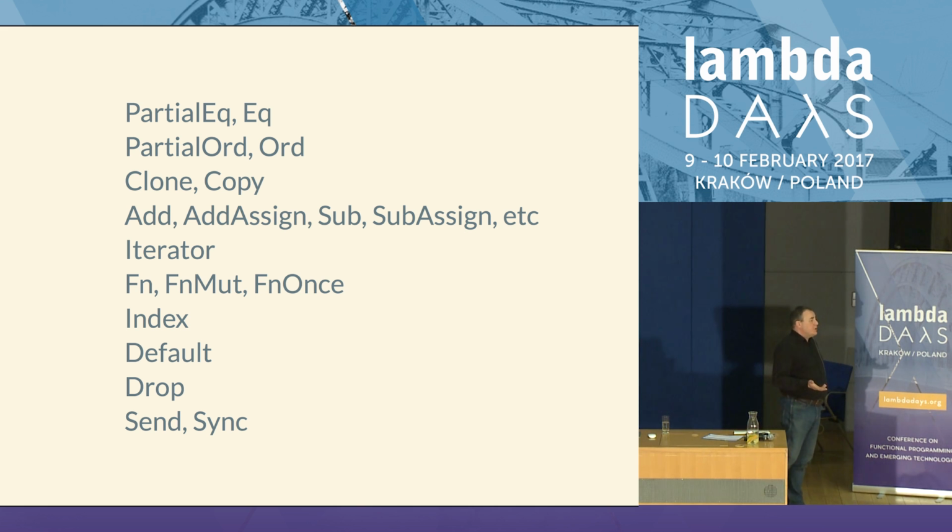The Default trait basically tells the compiler how to produce a default value for a type, like 0 for integers or something like that. Drop is used to control what happens when your value goes out of scope and the memory gets freed. So you can implement this trait to have some extra behavior at this moment.